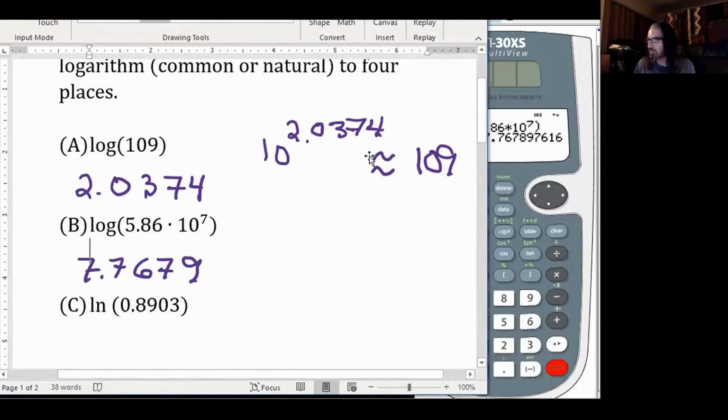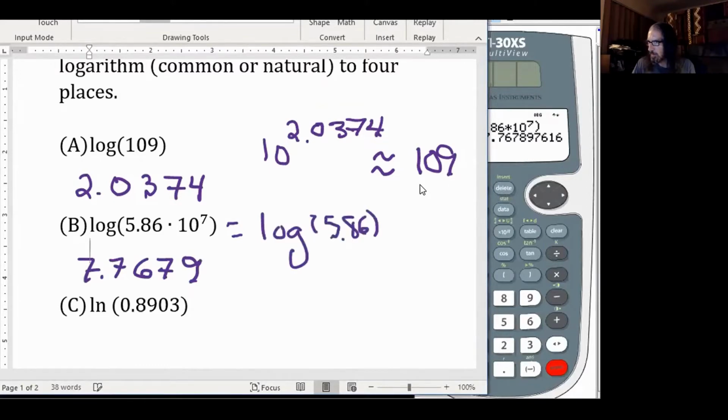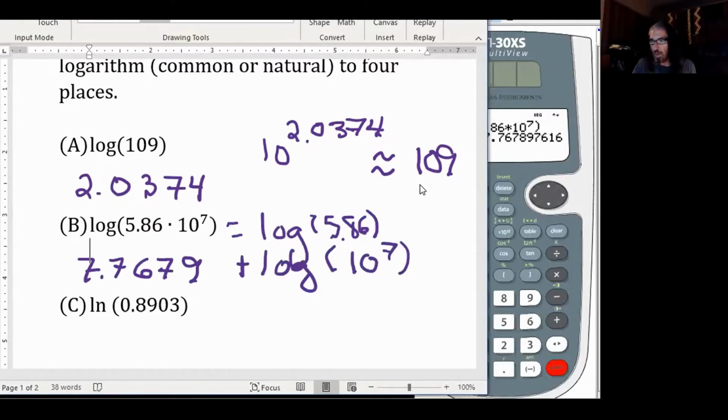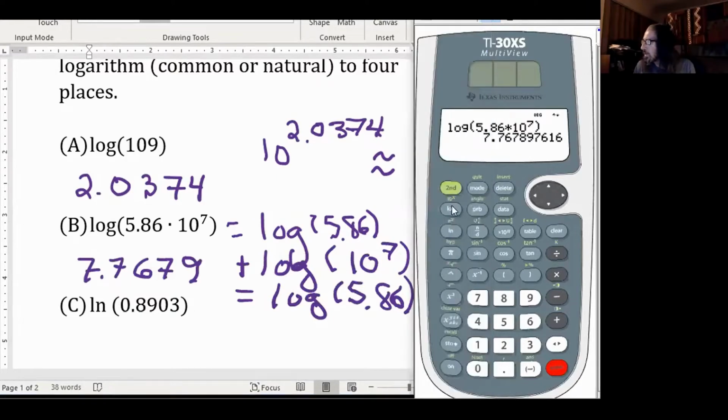I'm going to show you another option here. Since we have multiplication inside, we could write that original logarithm as the log of 5.86 plus the log of 10 to the 7th. Since the common log is base 10 and 10 to the 7th, something exponential in the same base, it's going to cancel out. So we just have the log of the 5.86 plus 7. So log of 5.86, close the parentheses, and then add the 7.